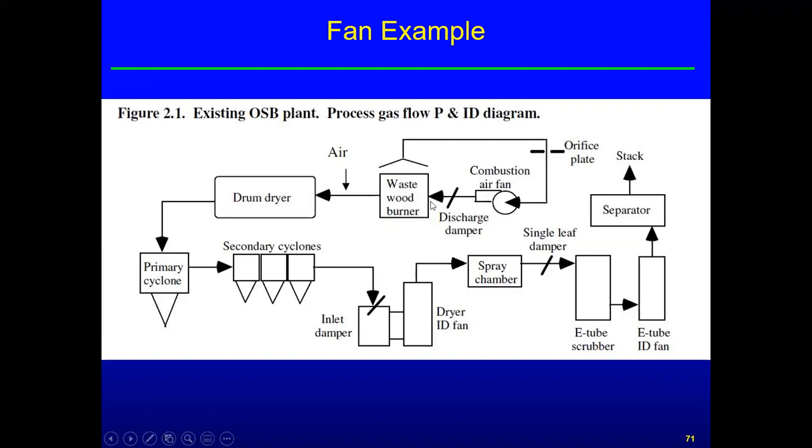But anyway, so it's blowing hot air through the drum dryer. And then of course we've got particulates and stuff we gotta clean up before we get rid of the air. So we go to a primary cyclone, secondary cyclone. We've got a dryer ID fan, blows into a spray chamber. We've got another damper. We got an E-tube scrubber, and we got another fan, and then we go to a separator and then up the stack. So that's the P and ID diagram.